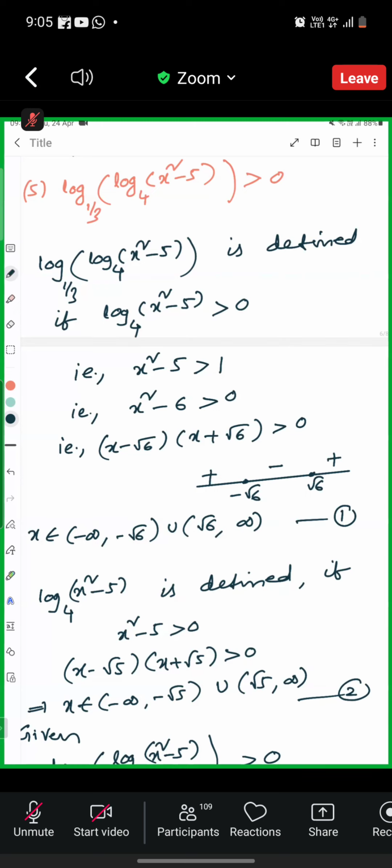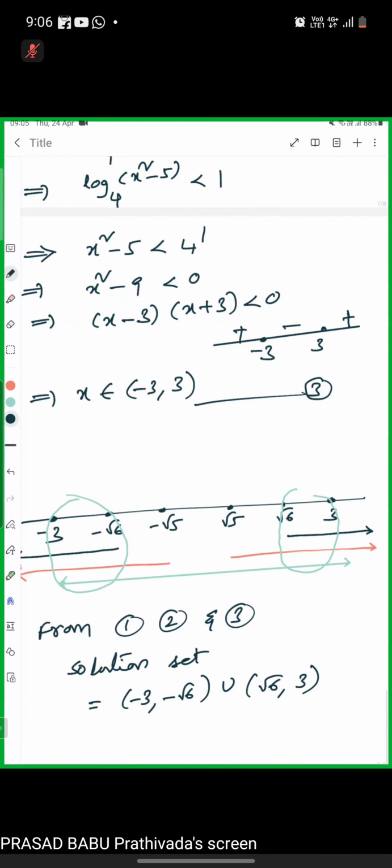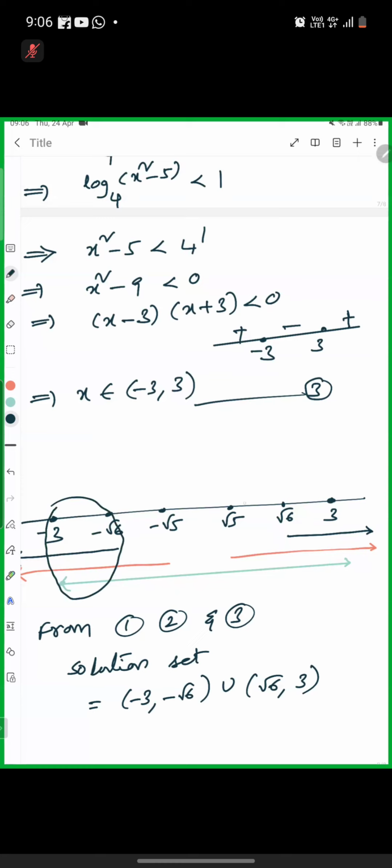Sir, can you repeat the solution set? Common values. Here, three colors there, na, in the lines. Yes, sir. Black, red, green. Wherever all the three colors are there, that is the common portion. Here all three colors are there. Here all three colors are there. Here only two colors. Three colors there means that is the common values of the three inequalities, 1, 2, 3. Okay, sir. Thanks.